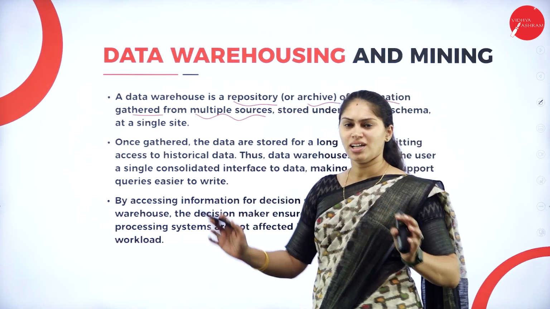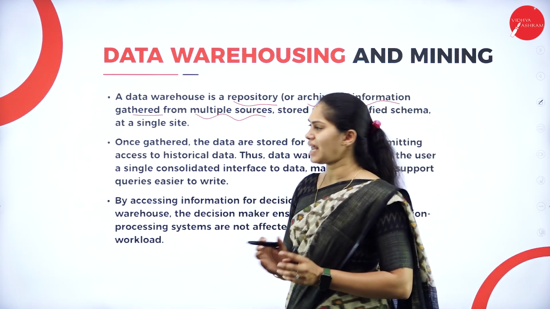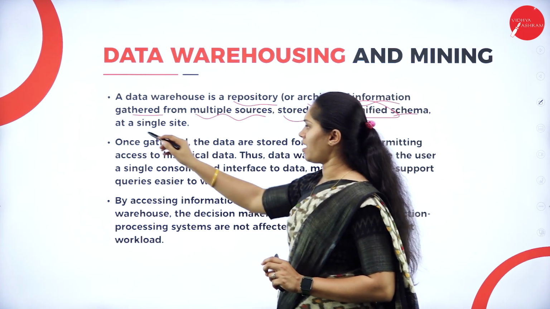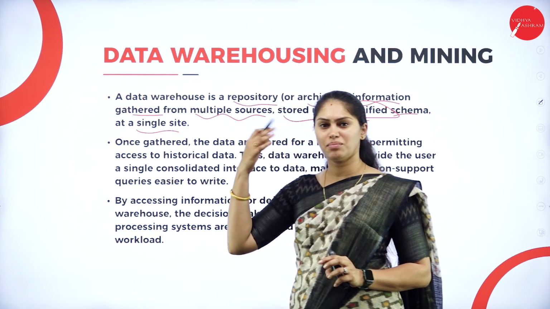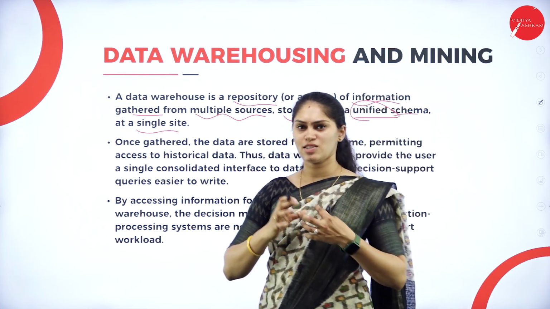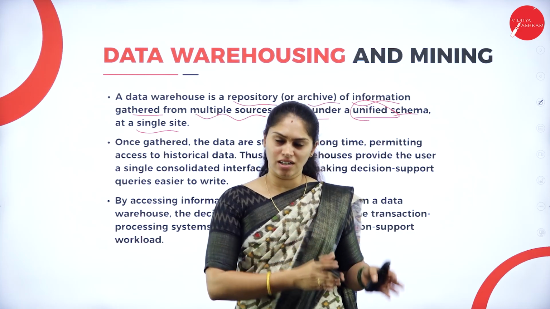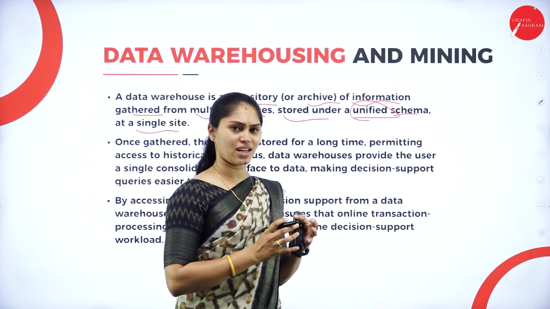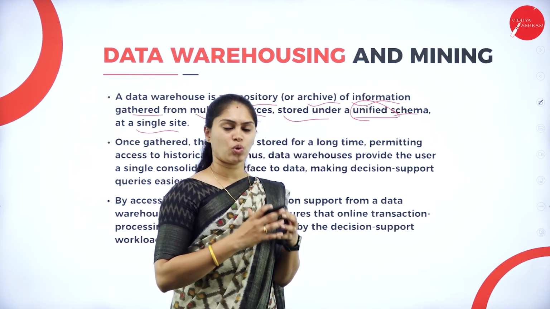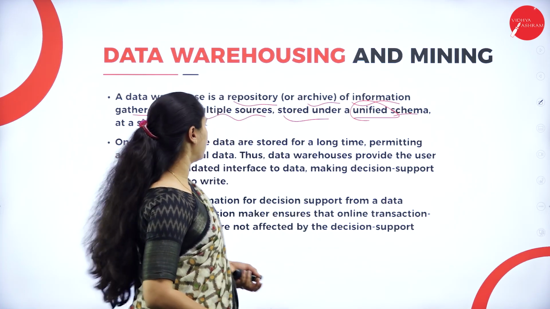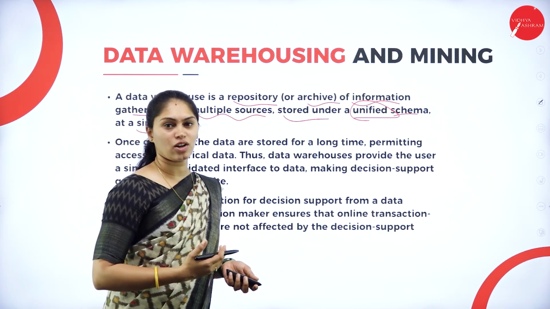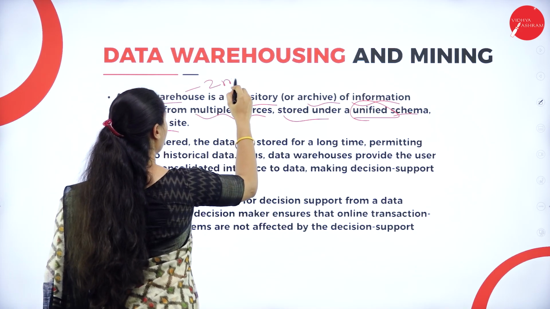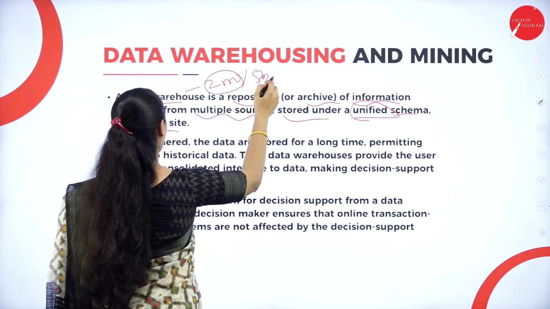If I am dumping all of it together, we call that data warehousing, which is stored under a unified schema at a single site. Just imagine you are storing the details of all the users of YouTube, Instagram or Twitter. If you have that repository or archive of information together under a unified schema at a single site, then we call that data warehousing. Very, very important question for a 2 marks or 5 marks question here.